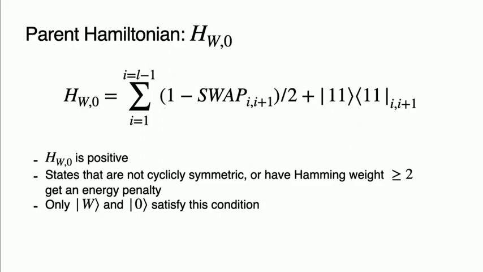Good, so this is the Hamiltonian that stabilizes both W and 0. It is a combination of projections on the minus eigenstate of the swap operator. So it penalizes any state that is not cyclically symmetric, and also it penalizes any state that has 2 ones joined together. So it means that if your state is not cyclically symmetric, or if it has Hamming weight 2, it's going to get an energy penalty, and here the only states that do not satisfy this condition are the W state and the 0 state.